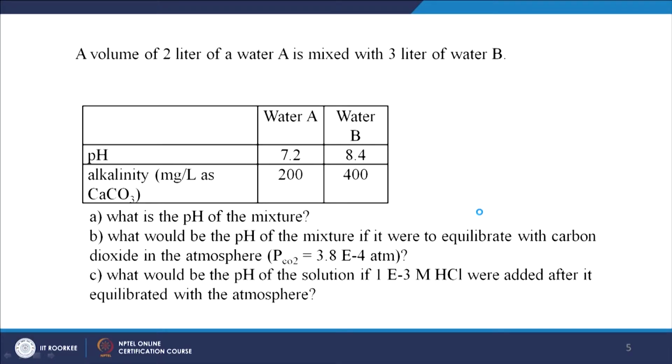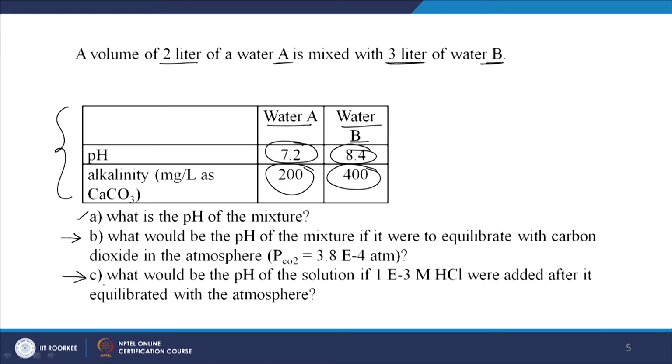So obviously it's similar to what we just discussed. It says we have 2 liters of solution A and 3 liters of solution B, and this is the analysis for the individual solutions. For the first one, pH is 7.2 and alkalinity is 200 milligram per liter as CaCO3, and for water B, it's 8.4 pH and 400 milligram per liter. The first question should be something that we should be able to solve easily, and there are a few more questions here which might require a bit more understanding. So let's go through and try to solve this particular question.